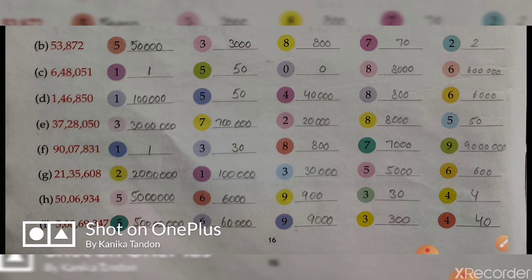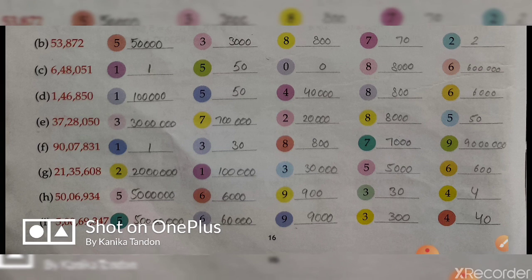21,35,608. Now we have to write the place value of 2, so we'll count here ones, tens, 100, 1000, 10,000, lakh and 10 lakh. So 2 is at 10 lakhs place, so we'll write 20 lakh. 1 is at lakhs place, so we'll write 1 lakh. 3 is at 10,000th place, so we'll write 30,000. 5 is at 1000th place, so we'll write 5,000.